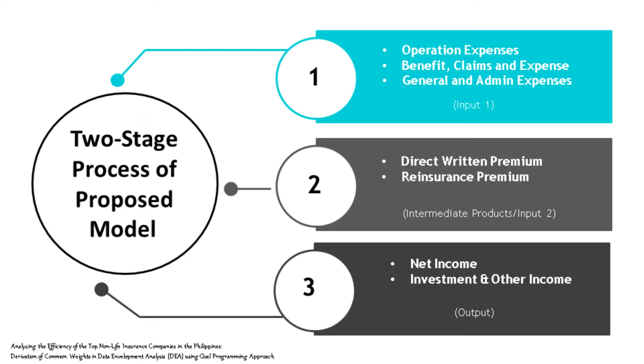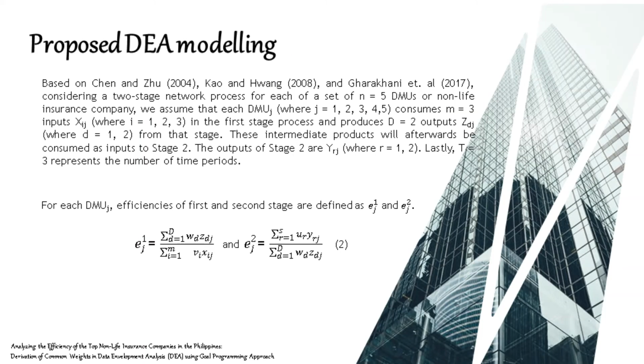The following inputs and outputs are chosen based on gathered literature. For input 1: operation expense, benefit, claims and expense, general and admin expenses. For input 2: direct written premiums, reinsurance premiums. For output: net income, investment and other income. This research serves as an application of Garakani's model in the Philippine insurance industry setting. For each DMU, first stage and second stage are defined as follows.